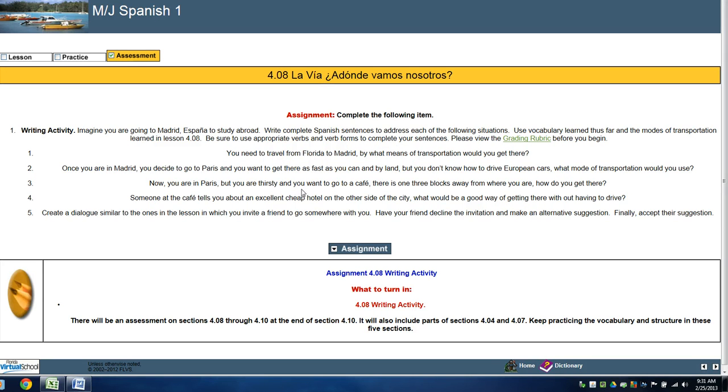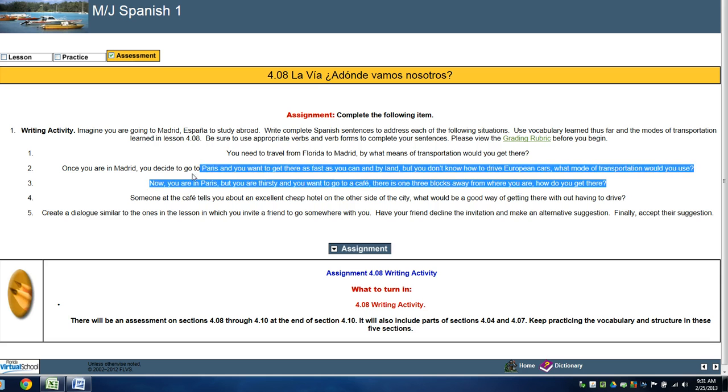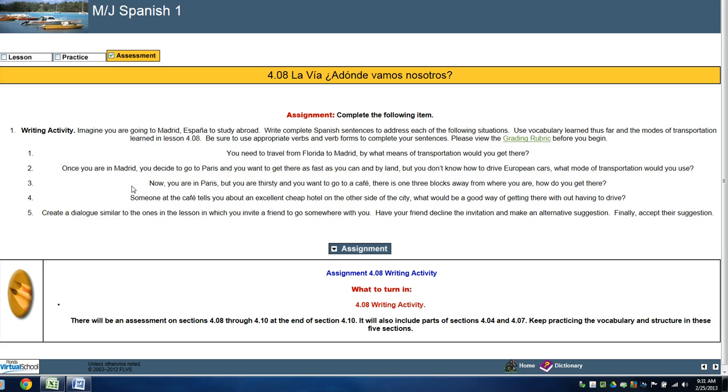Now that you're in Paris, you're thirsty and you want to go to a cafe. There is one 3 blocks from where you are. So what would be the most logical way to get there? So you're going to say, I am going, the place that you're going to, and then the way you're going to get there, okay?